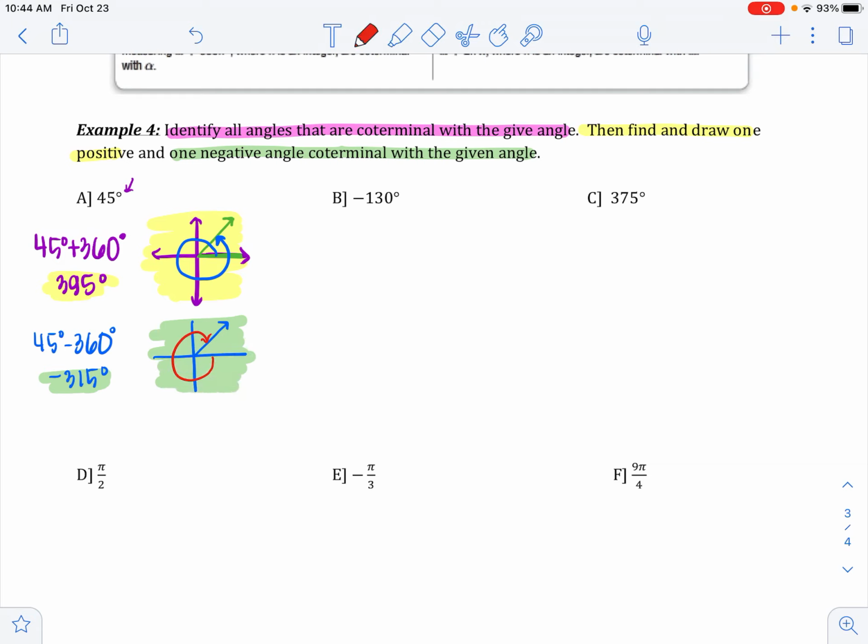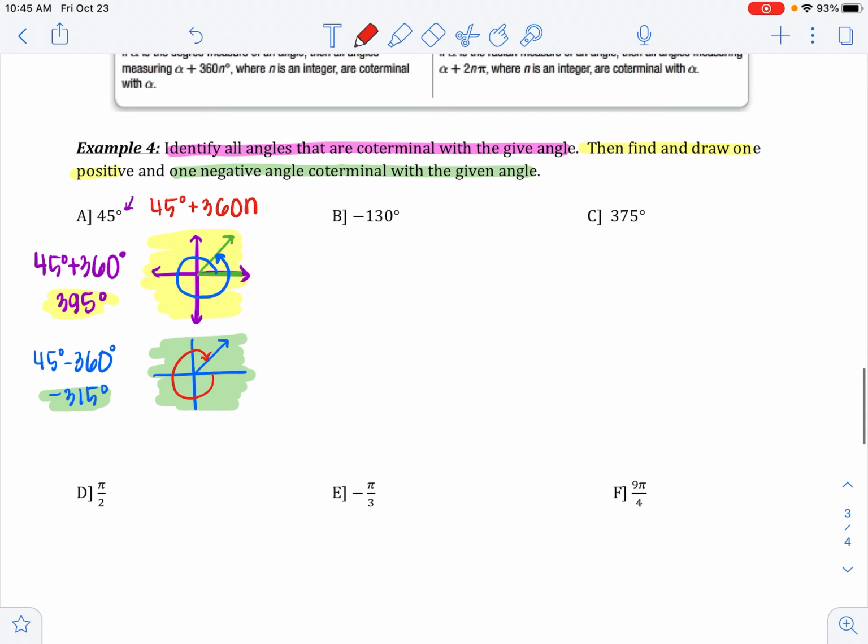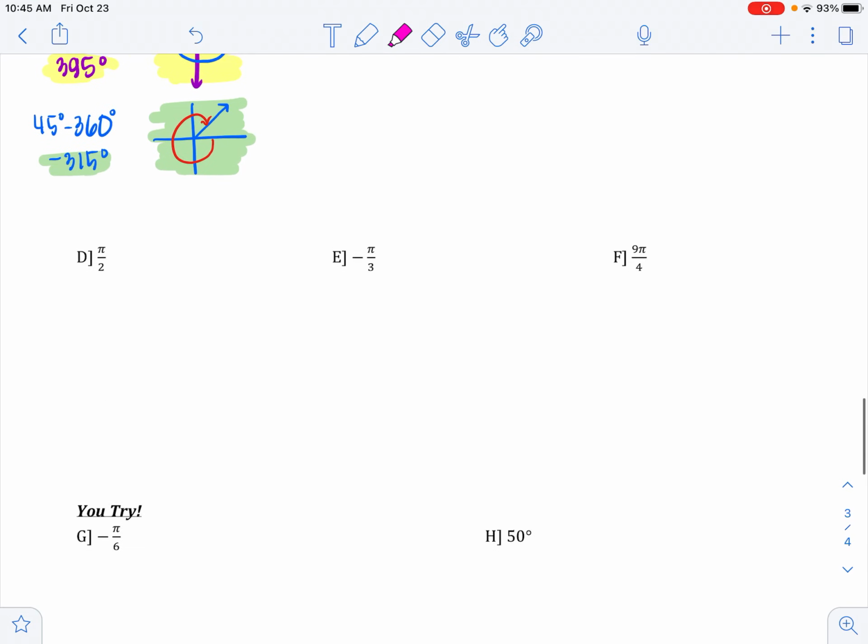The last thing I want to do, actually it could have been the first thing I did, was identify all angles that are coterminal to it. So all angles that are coterminal to it are 45 degrees plus 360 n, where n can be any number. So 360 once, 360 twice, 360 three times, 360 negative four times, any integer it could be. And those will all be coterminal. So if I say 360 times negative 2, that's subtract 360, subtract 360 from 45. And that gives all angles that are coterminal.